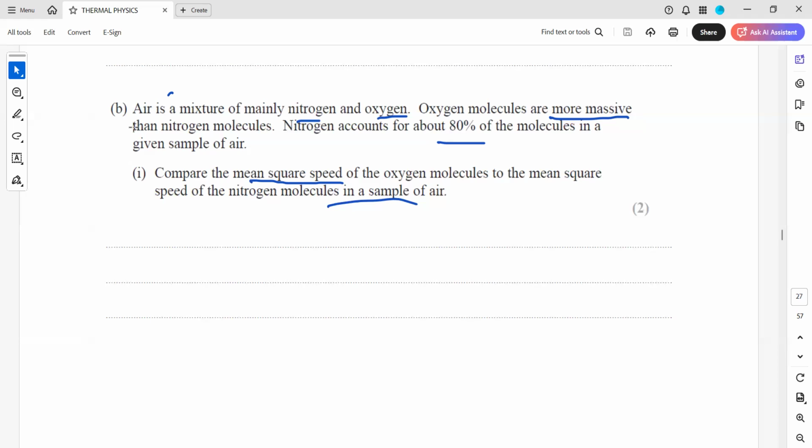So here we'll say, at the same temperature, and I'm writing this in terms of a statement, the kinetic energy of oxygen will be equal to the kinetic energy of nitrogen. But because the oxygen molecules are heavier, they will move at a slower speed. Nitrogen molecules are lighter, so they will move at a higher speed. Half mv square will be the same for both of them.